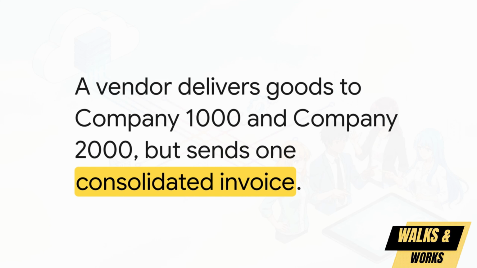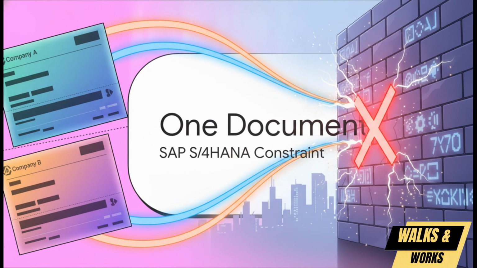So picture this. A vendor delivers a batch of goods to Company 1000 and a totally separate batch to Company 2000. Different goods, different locations. But just to keep the admin side simple, that vendor sends one single consolidated invoice for the whole shebang to Company 1000. Super common, right? Well, that brings us to Section 2, the one document rule.